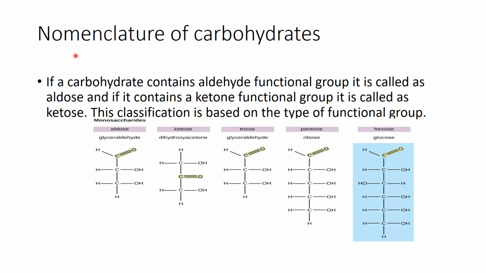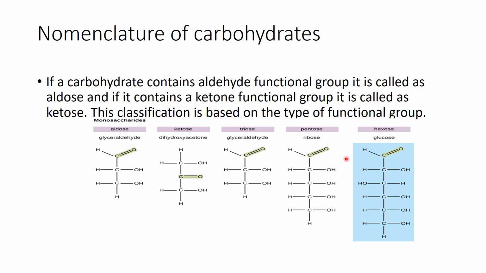Now let's talk a little bit about the nomenclature, or how we name carbohydrates. Just like almost all organic compounds, carbohydrates don't have a single way of naming them. They have common names, and even more than one common name. But this nomenclature is based on the type of the functional group attached to it. We discussed that carbohydrates are polyhydroxyaldehydes and ketones.